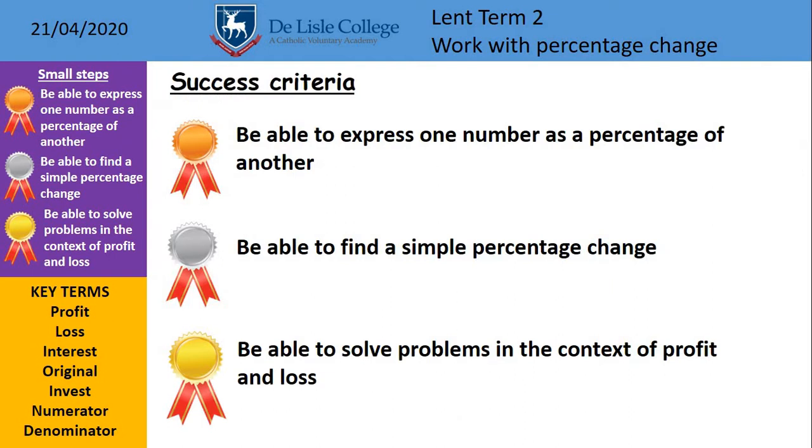So our success criteria for today, our bronze objective is to be able to express one number as a percentage of another. Well, we've been doing that in the previous 2 lessons. Our silver objective, be able to find a simple percentage change. We've also been doing that. So we're going to look at using this technique in our gold questions of being able to solve problems in the context of profit and loss.